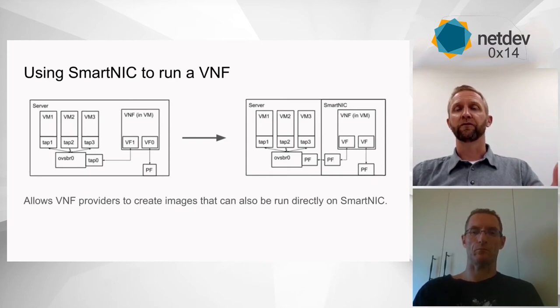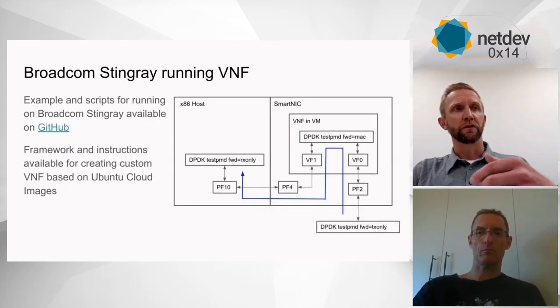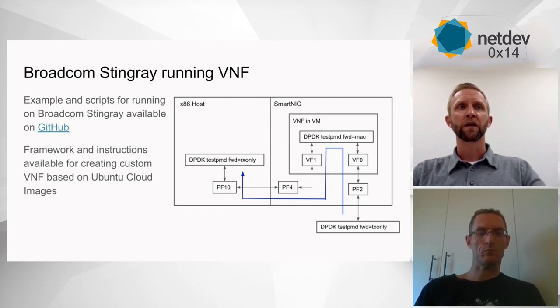Well, we have taken the fairly obvious idea of running this VNF for ARM in a VM on the Stingray SmartNIC, and this can be done. So we have example scripts, and we have full examples in the GitHub link that will be available on the slides. What we've done in this case is provide a sample VM that just has a DPDK test PMD app that we use for this testing. And this creates an Ubuntu cloud-based VM that runs on the SmartNIC, can be deployed, and gives you the same benefits that a VNF might give you on a server, but now on the SmartNIC.